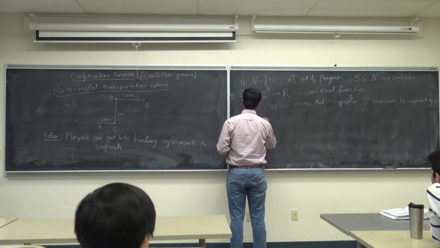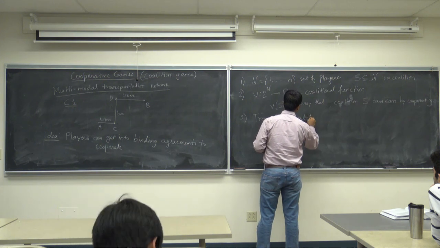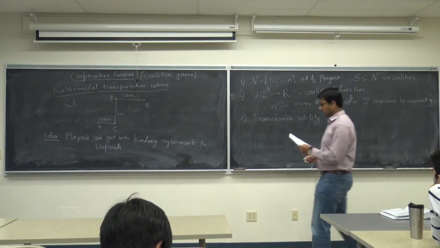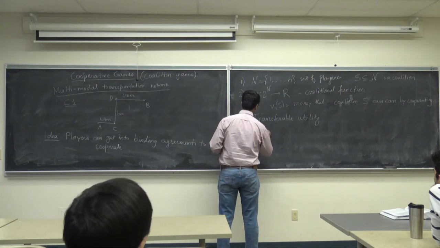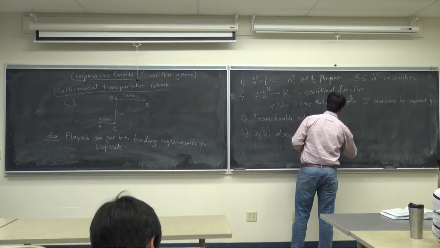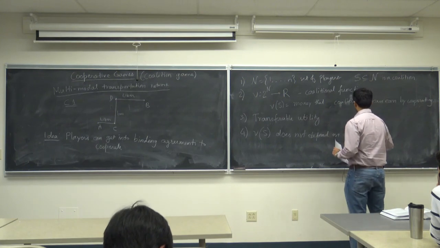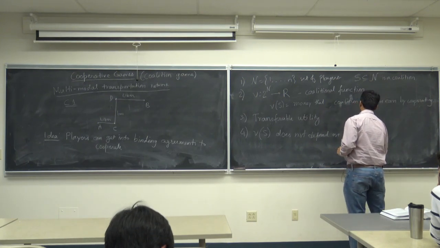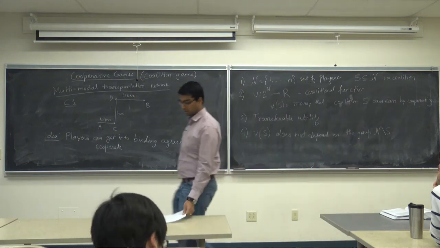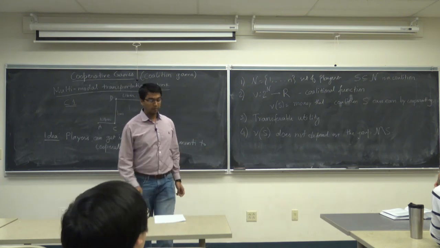And then third is transferable utility. Okay, so I want to spend a little bit of time on transferable utility. And the fourth element is that V of S does not depend on N minus S, the group N minus S. So those are the four essential elements which we will be assuming as a background for whatever we are going to discuss.